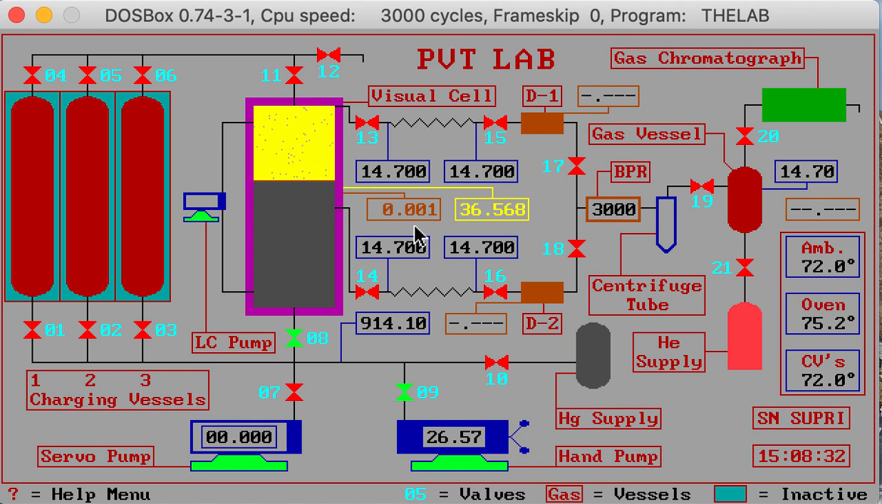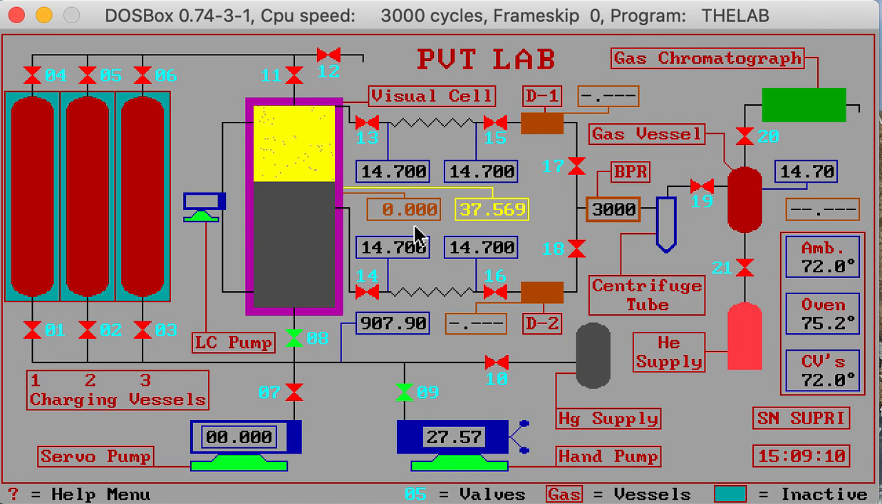Now I just need to remove to get a couple of points in the gas phase. So I press F5 again, and now if I remove 1 cc of mercury from the visual cell, you see the pressure dropped from 914, which was the dew point, to 907.9. The volume of the gas is now 37.569. Volume of the liquid is 0. I removed minus 1 cc of the mercury, and the total volume is 37.569.